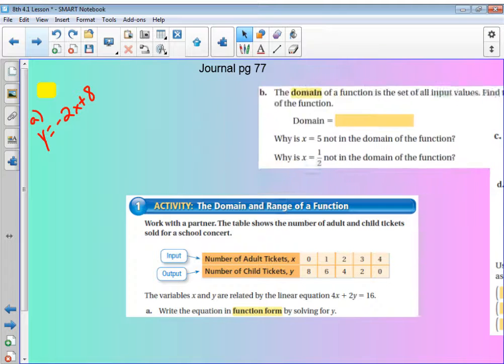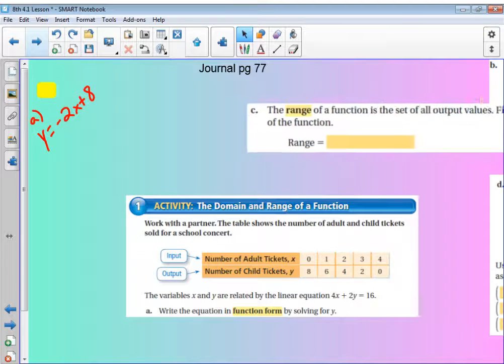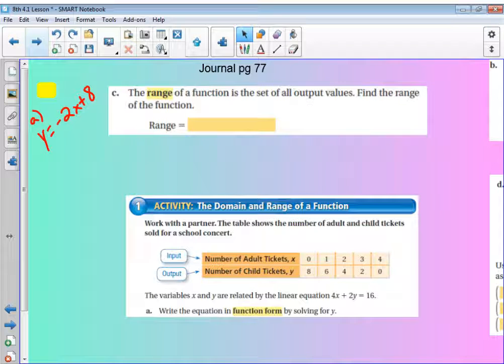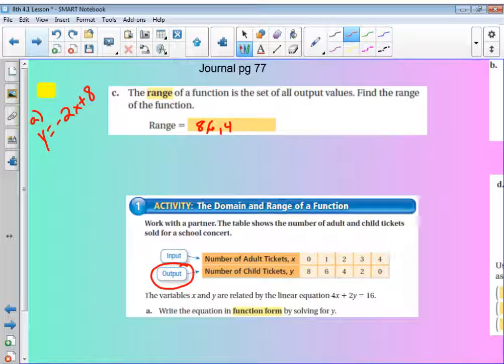Let's look at letter C. Letter C says the range of a function is the set of all of the output values. Find the range of the function. Remember, our domain was our input or our x's, and our range is our output values. So this is all labeled. Our output values, also known as our range, would be 8, 6, 4, 2, and 0. So it's all of these right here. Once again, working vocabulary, making sure you're getting comfortable with input, output, as well as domain and range.